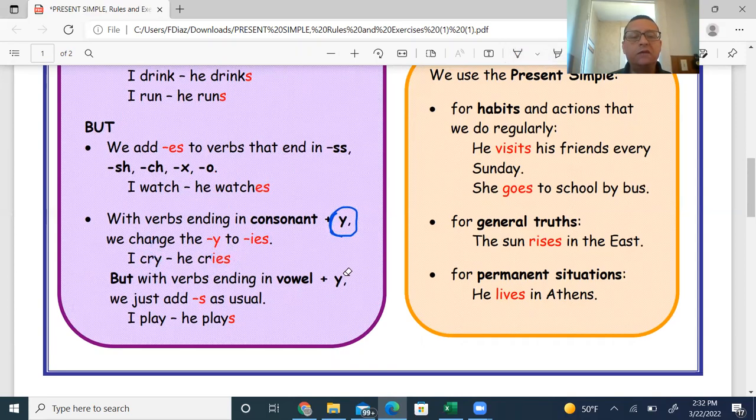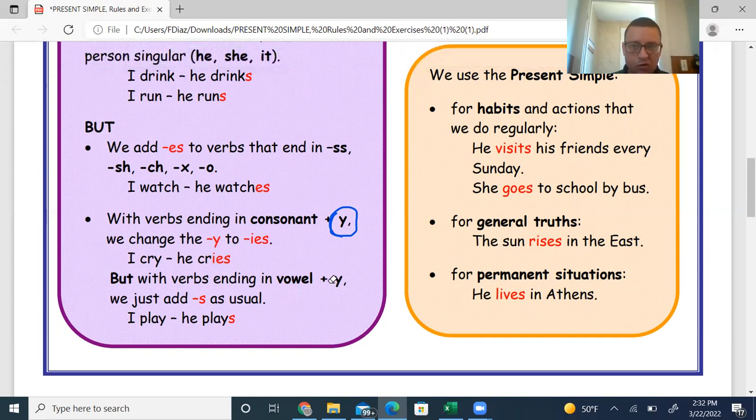But if the verb ends in a Y and it has a vowel before the Y, I don't have to do anything. I just put S. I play, he plays. I cry, he cries. I study, she studies. Do you understand? Okay.